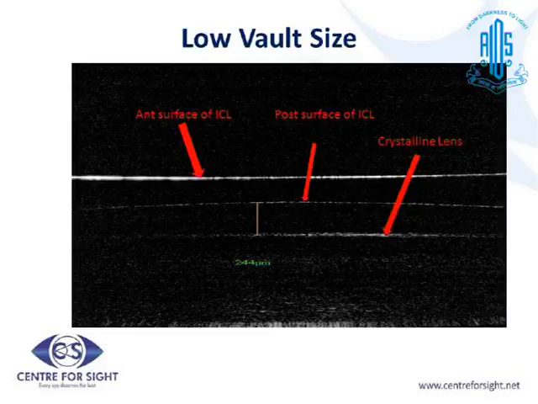In this case, the vault size is around 244 microns, and the low vault predisposes the eye to cataract, and the higher vault can lead to angle crowding and glaucoma. So OCT can assess the vault size very accurately, and we can do the second surgical intervention like explantation or exchange of the ICL at the very right time.